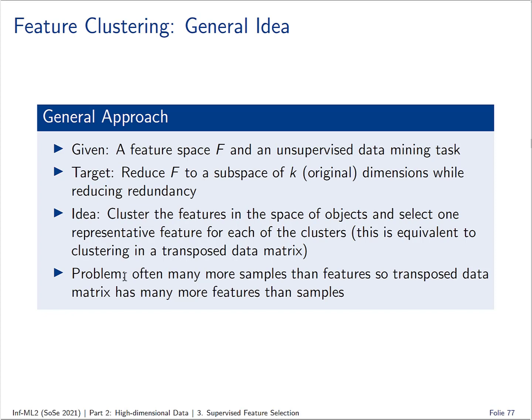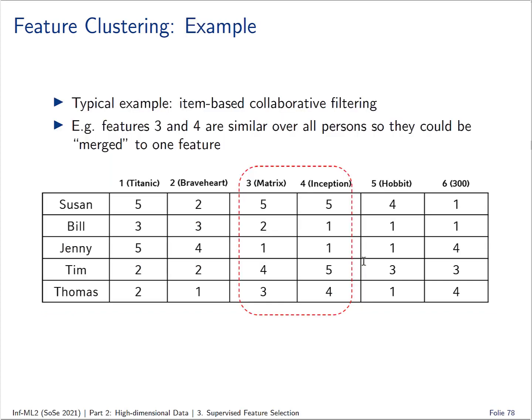However, the problem here is typically that we usually have many more samples than features, so this transposed data matrix has many more features than observations. That is typically a problem in terms of the stability of the clustering. But that's a different story. People just do it nevertheless.